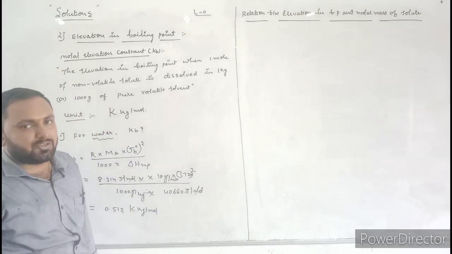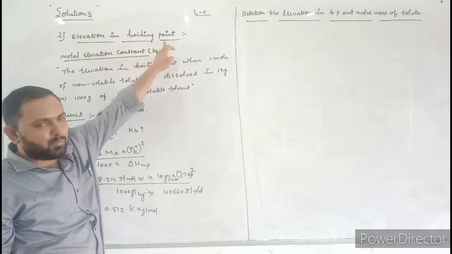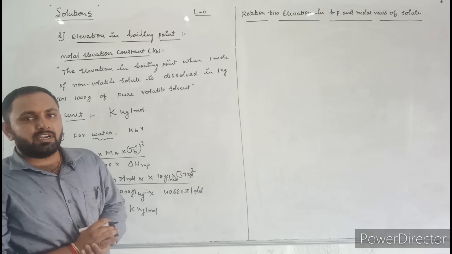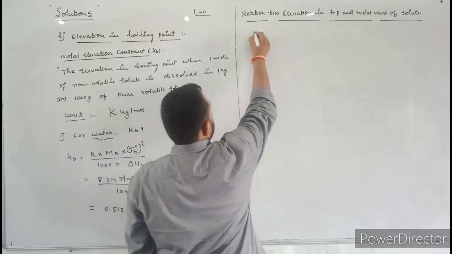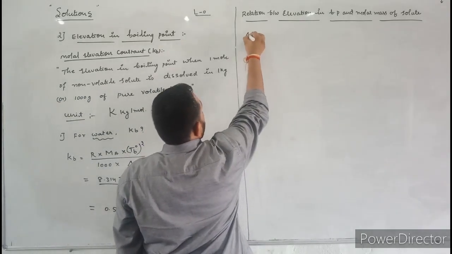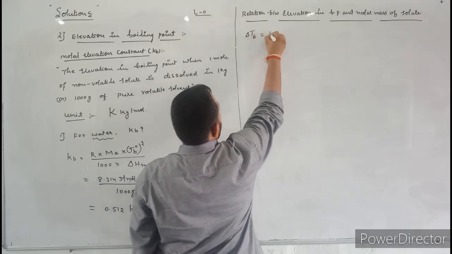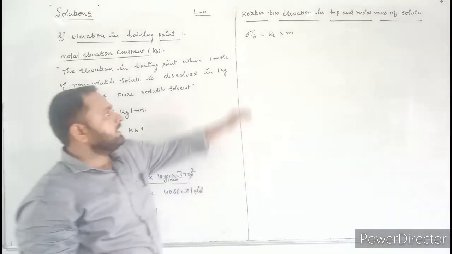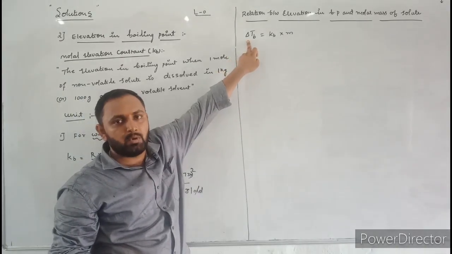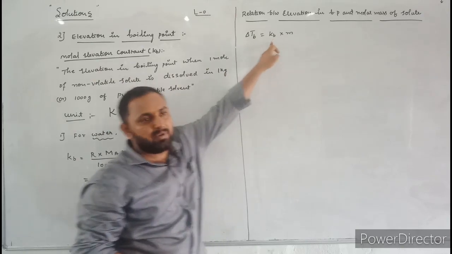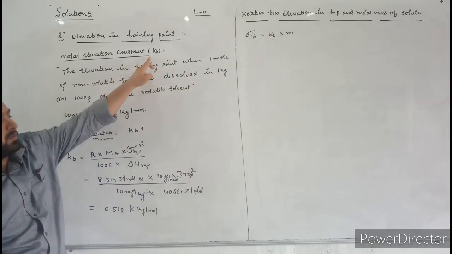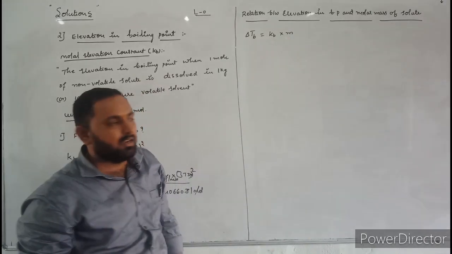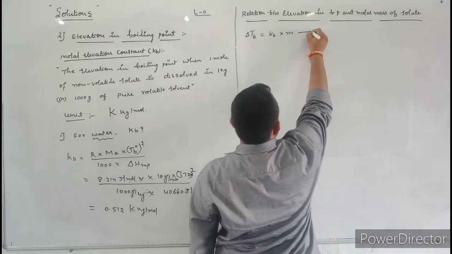us consider the relation between elevation in boiling point and molality. What is the relation between elevation in boiling point and molality? The relation is here, right? Delta Tb is equal to Kb into small m. Here what is the delta Tb? Delta Tb means elevation in boiling point. What is Kb? Kb means molar elevation constant. Here what is small m? Small m means molality. Now let us consider this is equation 1.